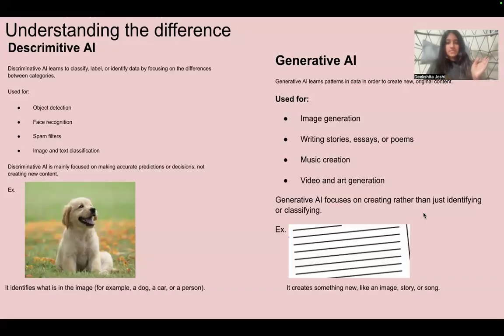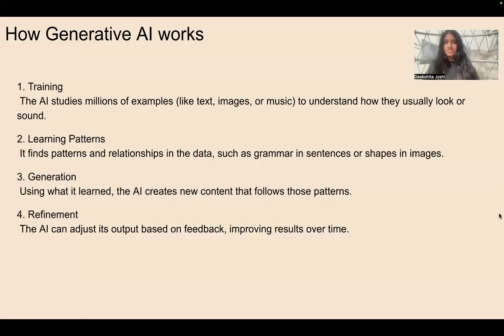So, for example, you type in a description like, I want to create a dog spitting out a rainbow hamburger. Enter, and it gives you an image of a dog spitting out a rainbow hamburger, or literally whatever you want to generate. This is what generative AI is for. It can be used for image generation, writing stories, essays, or poems, music creation, or video art and generation. That's why generative AI is much more fun to use.